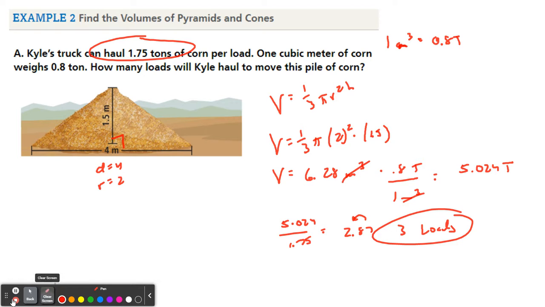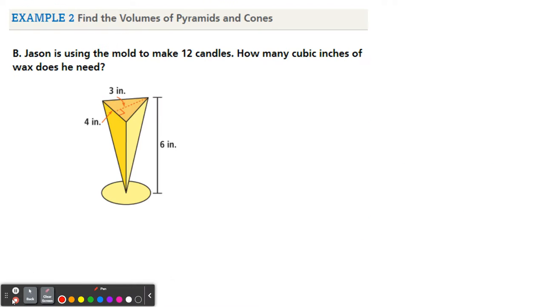Okay, and then last but not least on this video, part B. It says Jason is using the mold to make 12 candles. How many cubic inches of wax does he need? So this is a triangular pyramid. This is our base. The volume is 1/3 the area of the base times the height. It's not a right triangle, but they give us the base and height. So to find the area of that base, we take 1/2 base times height, which is 3 times 4, or 4 times 3. Half of 12 is 6.